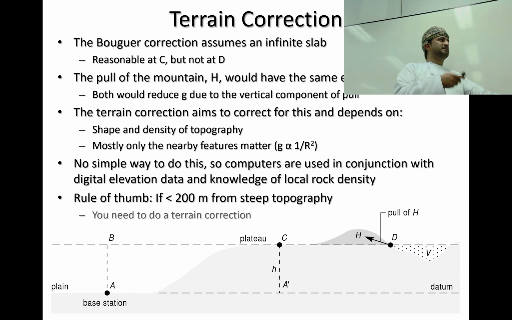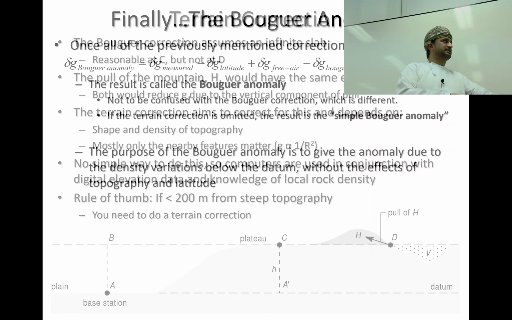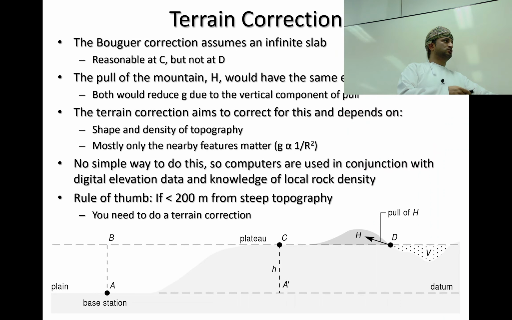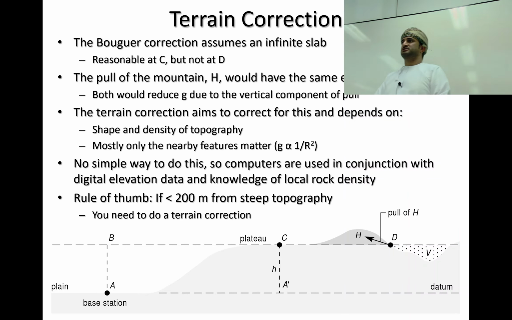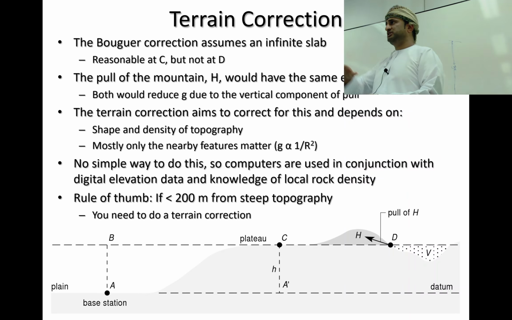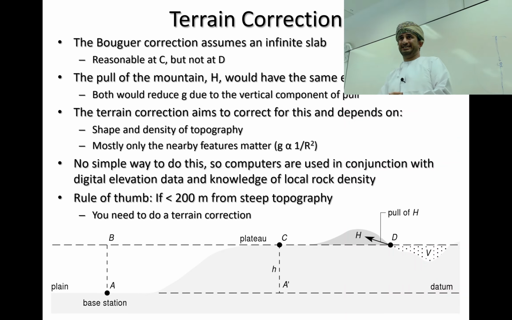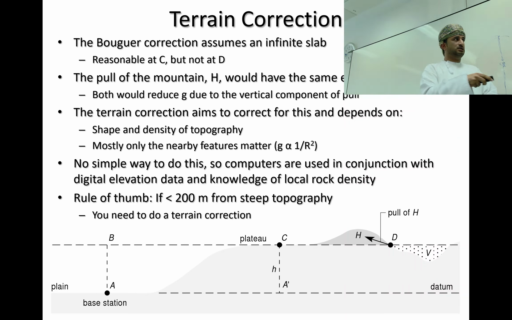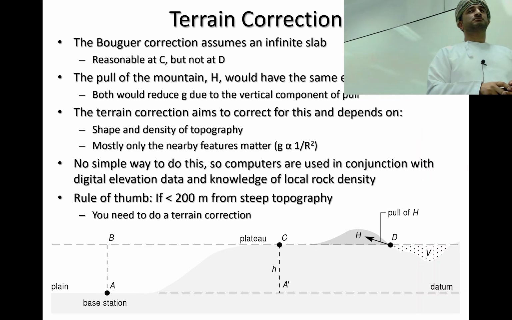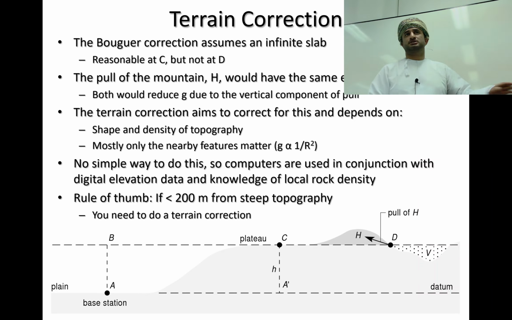So this is the terrain, the last correction. And as I said, it's good to do it if there is erratic change within less than 200 meters. That's a rule of thumb. If there is high topographic variation within 20 meters, then do it. Otherwise, it's not necessary.